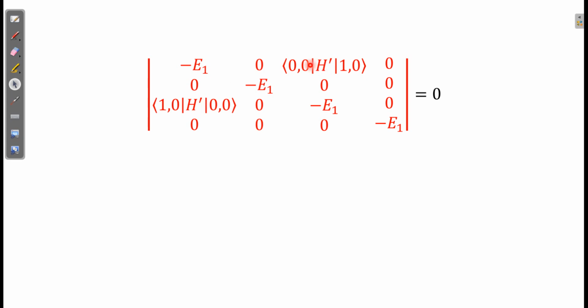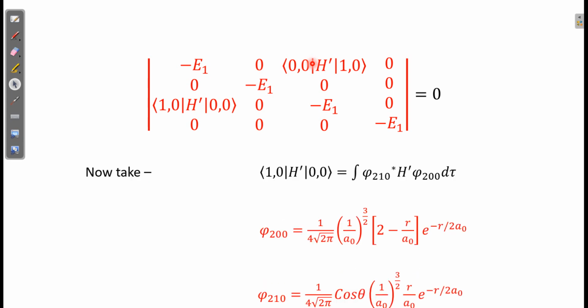The value of this term and the value of this term can be determined, but in the exam they can be learned. 1 0 1 0, 0 0 1 0 0 0. 1 0 means psi 1 0 and 0 0 means psi 0 0. Learn the value of psi 0 0 and psi 1 0. These values can be put in this equation.